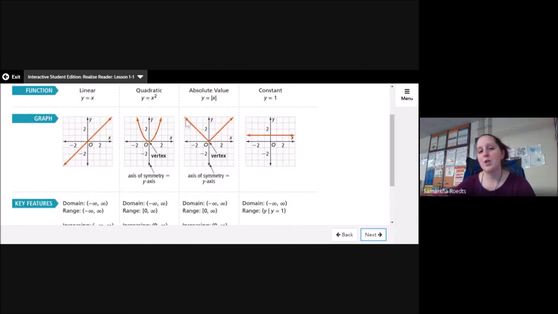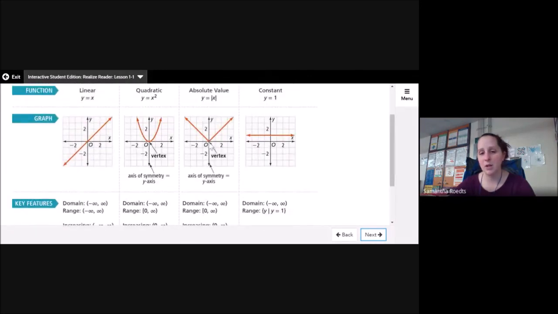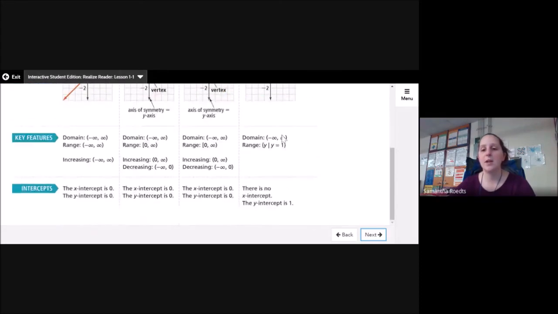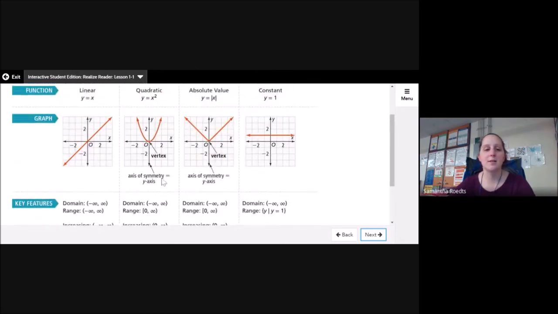My absolute value, my domain, -infinity to positive infinity. My range is 0 to infinity. Notice the bracket. Okay, it's increasing from 0 to infinity and decreasing from -infinity to 0. The x-intercept and y-intercept are both 0. They meet here at the origin. Okay. For this constant, my domain is -infinity to positive infinity. My range is going to be 1. That's the only number that it touches. Okay, so there is no x-intercept, and the y-intercept is 1. It never touches the x-axis. All right. And that is the end of Unit 1, Lesson 1.